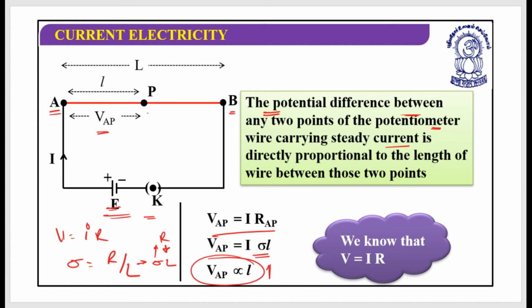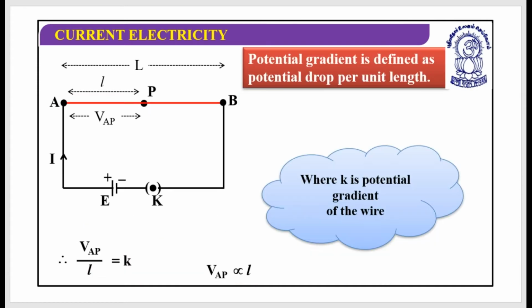So as length is increasing, the potential is decreasing, and the same for length decreasing. Is it clear? Yes. So we define potential gradient. Potential gradient is defined as the potential drop per unit length.